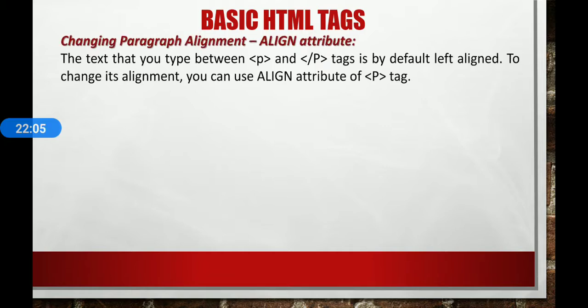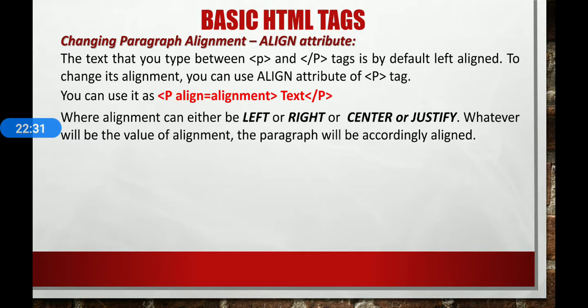Now let's see some alignment of the paragraph tag. We can align the text or a paragraph by using the align attribute with the paragraph tag. By default, paragraph tags are left aligned. We can use it as the P tag, align equal to alignment, and the text, where alignment can either be left, right, center, or justify. Whatever the value of alignment, the paragraph will be aligned accordingly.